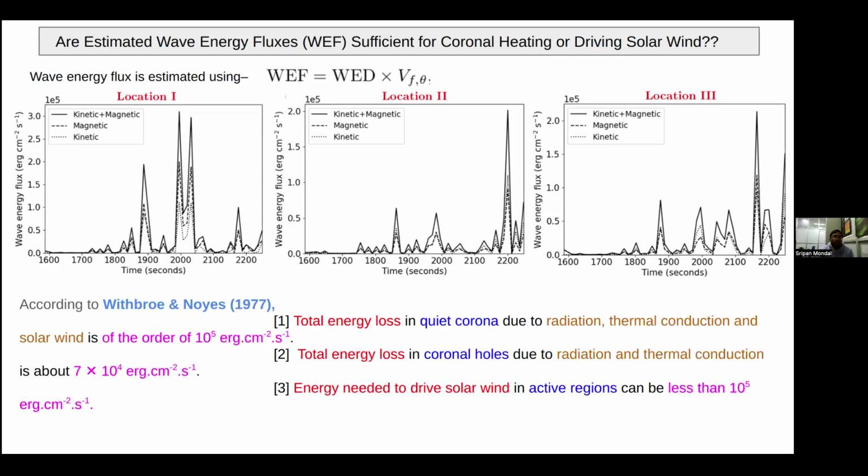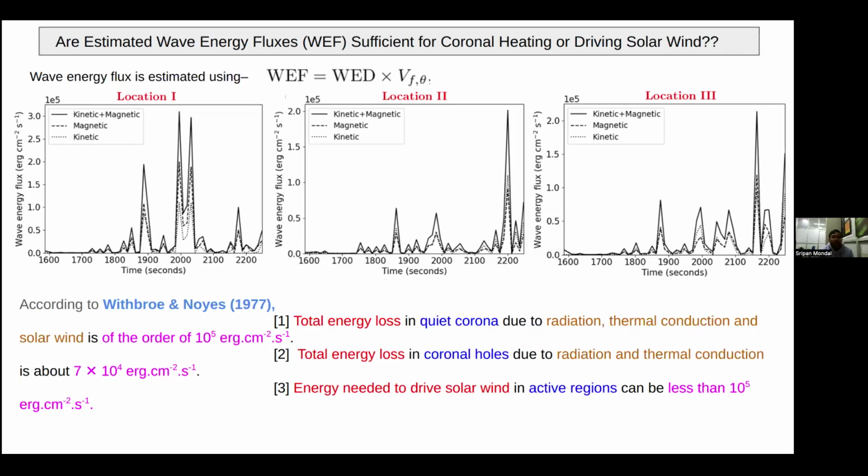So according to Withbroe and Noyes, if the quiet corona is losing its energy due to radiation, thermal conduction, and solar wind, the total energy loss will be 10^5 erg cm^-2 s^-1. Also, in a coronal hole, the total energy loss due to radiation and thermal conduction should be 7 × 10^4 erg cm^-2 s^-1. In addition, the energy needed to drive solar wind in an active region can be less than 10^5 erg cm^-2 s^-1.